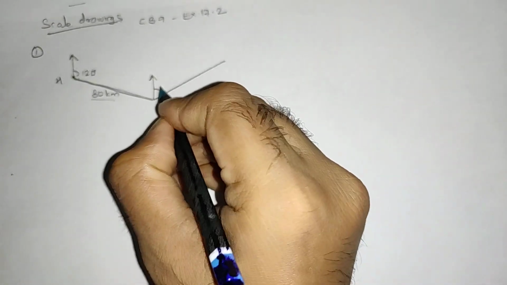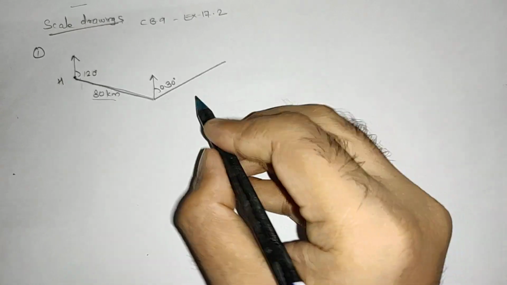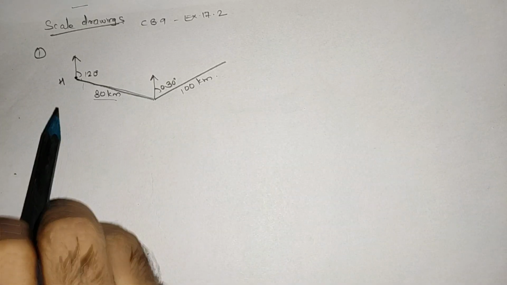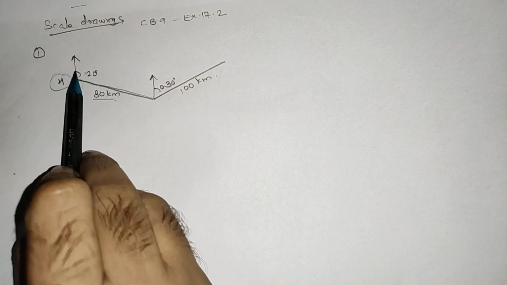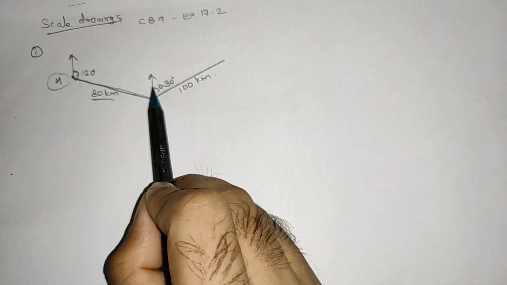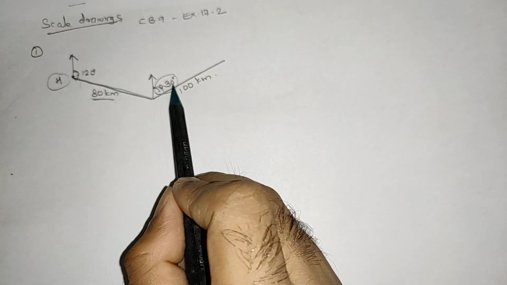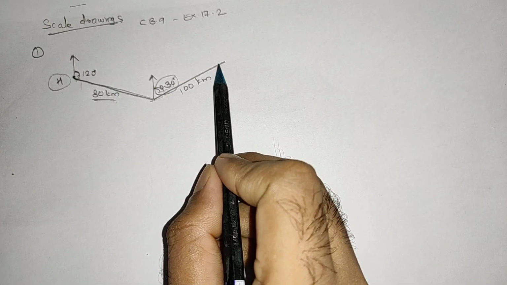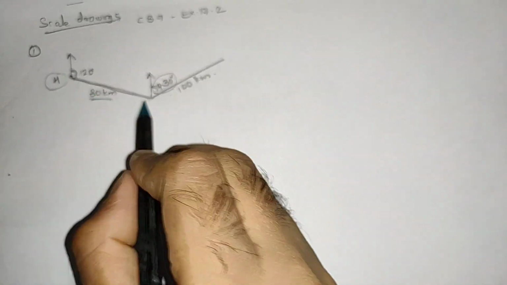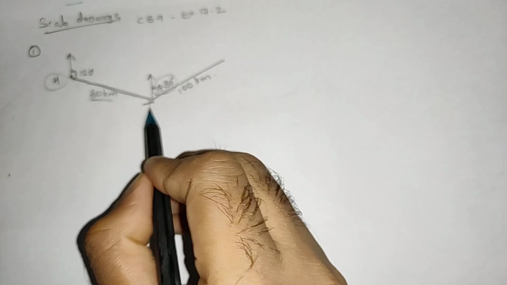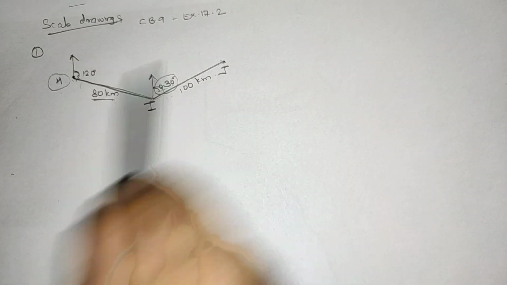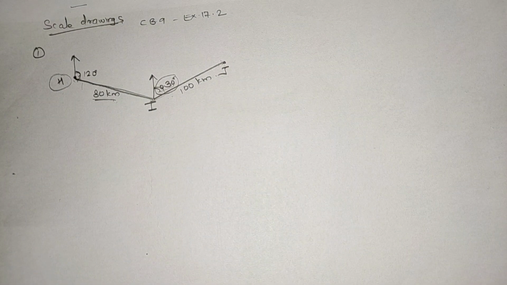The bearing angle is 030 degree, that is 30 degree, and the distance traveled is 100 km. So I repeat, the ship sails from the harbor on a bearing of 120 degree, travels a distance of 80 km. After that, the ship sails at a bearing of 30 degree for a distance of 100 km. We need to make a scale drawing of this ship's journey from H to, suppose we name this as I and this point as J. From H to I, then I to J. Then we will do the B part and C part. So let us begin.